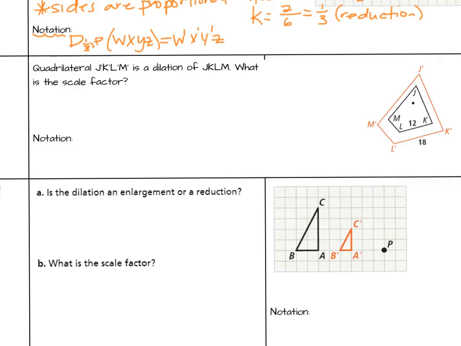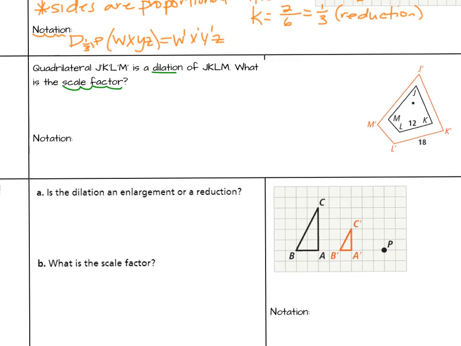Finding a dilation is pretty easy when you can count the squares. But sometimes a picture with a dilation isn't given on a coordinate system. This one says quadrilateral JKLM prime is the, again, dilation of JKLM. What is the scale factor?